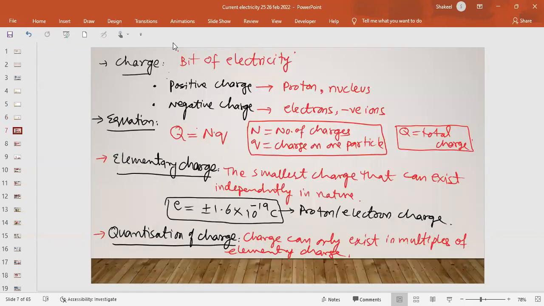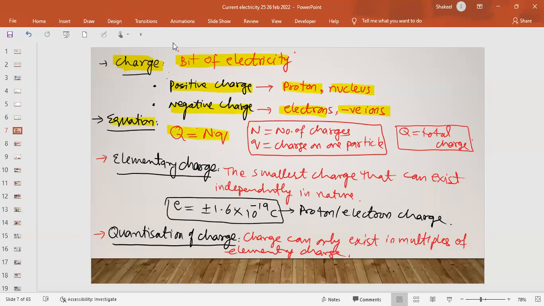Okay. The next thing is charge. So first of all, we have to see what charge is. Charge is known as a bit of electricity. This is the fundamental, basic thing in electricity. Like in matter, the basic thing is the atom, and in living organisms, the basic thing is the cell. In a similar way, in electricity, the basic thing is charge. Charge is of 2 types, positive and negative. Positive is on the proton or nucleus, negative is on the electron or negative ions.